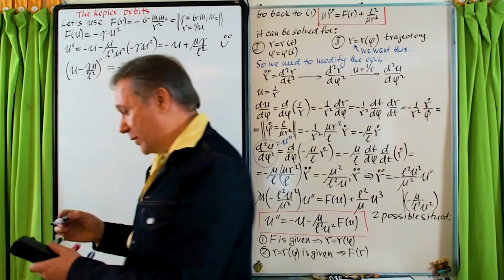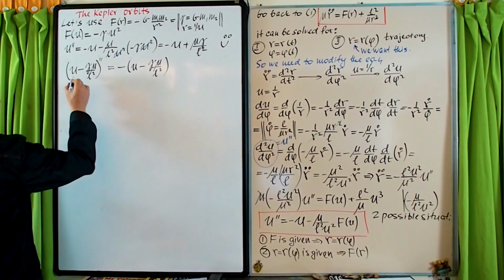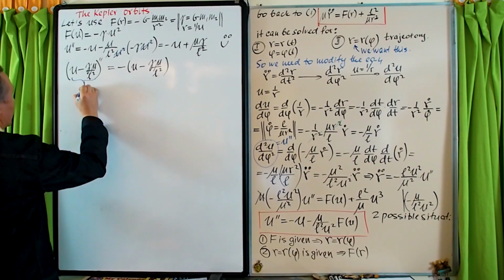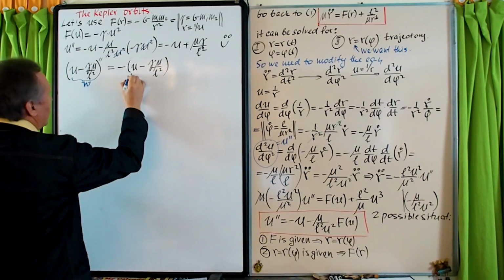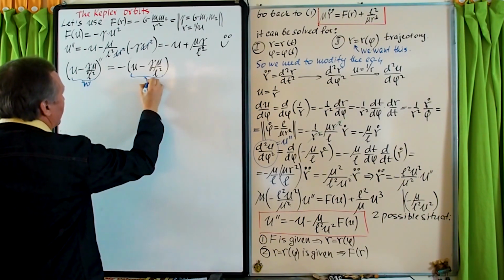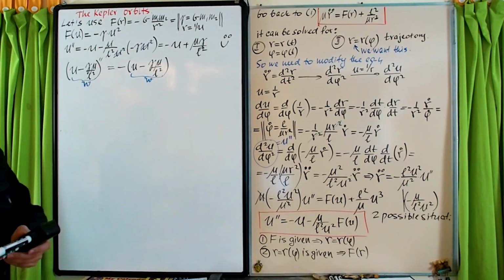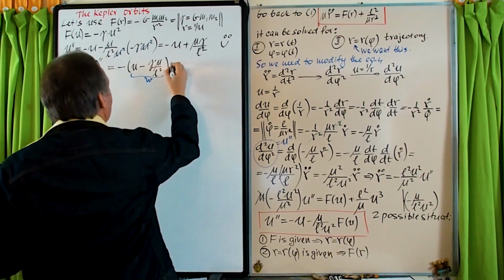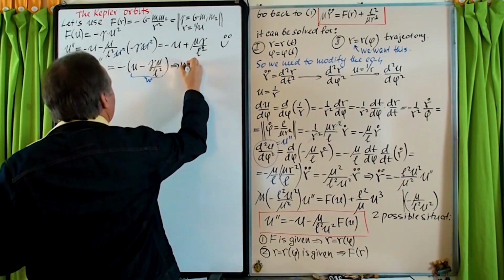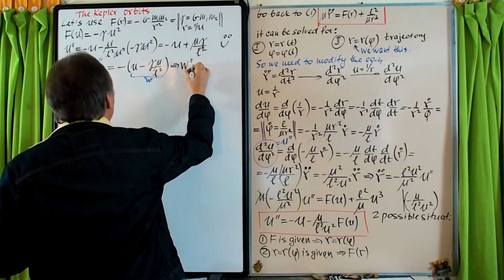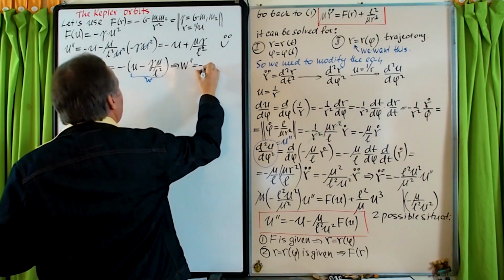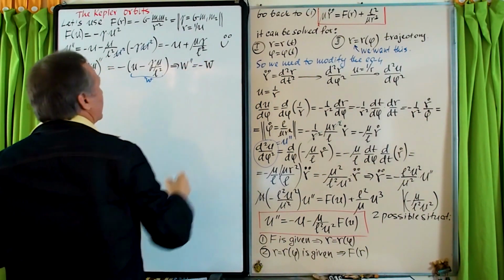But now we have exactly the same structure here. Let's call it W, for example. And here exactly the same, also W. So we're getting a very, very simple differential equation, which is W double prime, sounds so funny, equals minus W.